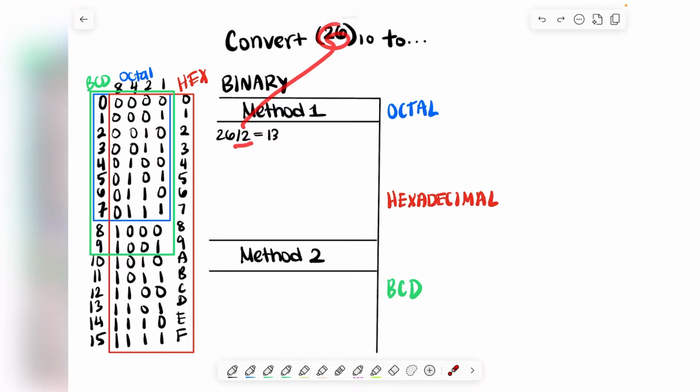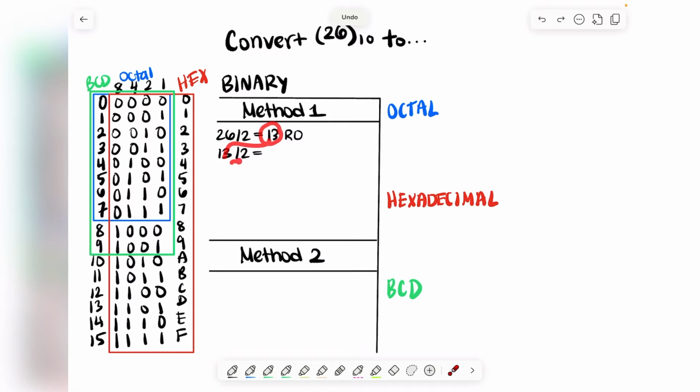That's 13 with a remainder of 0. So not only do we want the answer, but we want the remainder. Remainder of 0 because it divides evenly. Then we just keep dividing by 2 until we get to 0. So what are we dividing by 2? Well, are we going to keep dividing 26 by 2? No, we're going to get the same answer. We divide the answer that we got by 2.